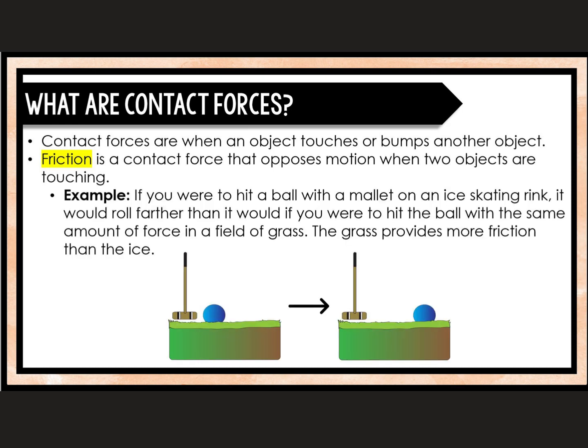For example, if you were to hit a ball with a mallet on an ice skating rink, it would roll further than it would if you were to hit a ball with the same amount of force in a grass field. This is because the grass provides more friction than the ice.